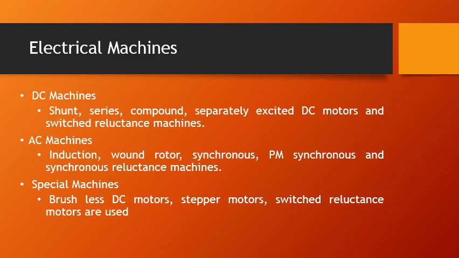Electrical machines. You all know about the electrical machines. The electrical machines most commonly used in electrical drives are DC motors: shunt, series, compound, and permanent magnet. For induction motors: squirrel cage, wound rotor, and linear. In the synchronous motors, the wound field and permanent magnets are used. In the special machines, brushless DC motors, stepper motors, and switched reluctance motors are used.